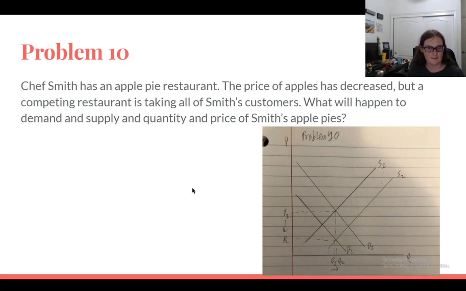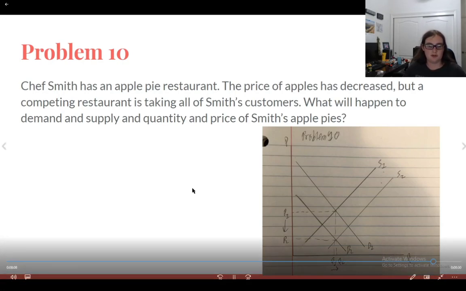For this one, because the price of apples decreased, there will be more supply for apple pies. But because a competing restaurant is taking his customers, the demand will decrease. So that results in a slight increase in quantity and a decrease in price.